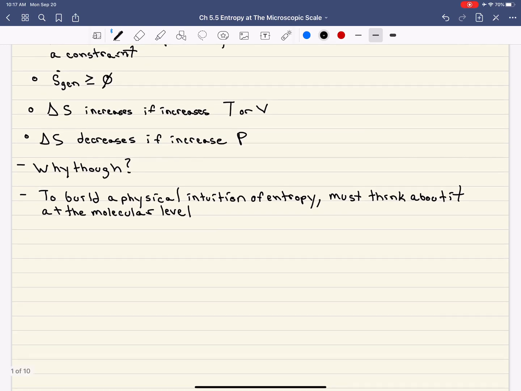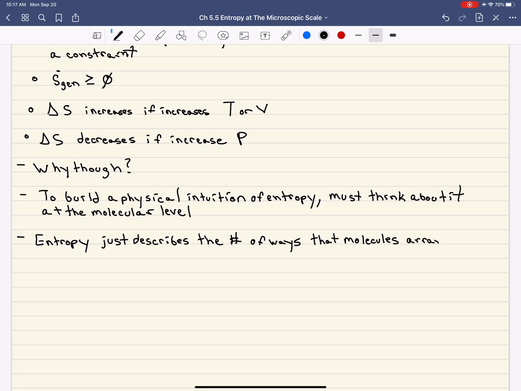And what we're leading to is we're going to redefine entropy. We're going to redefine entropy as just the number of ways that molecules can arrange themselves inside a system.